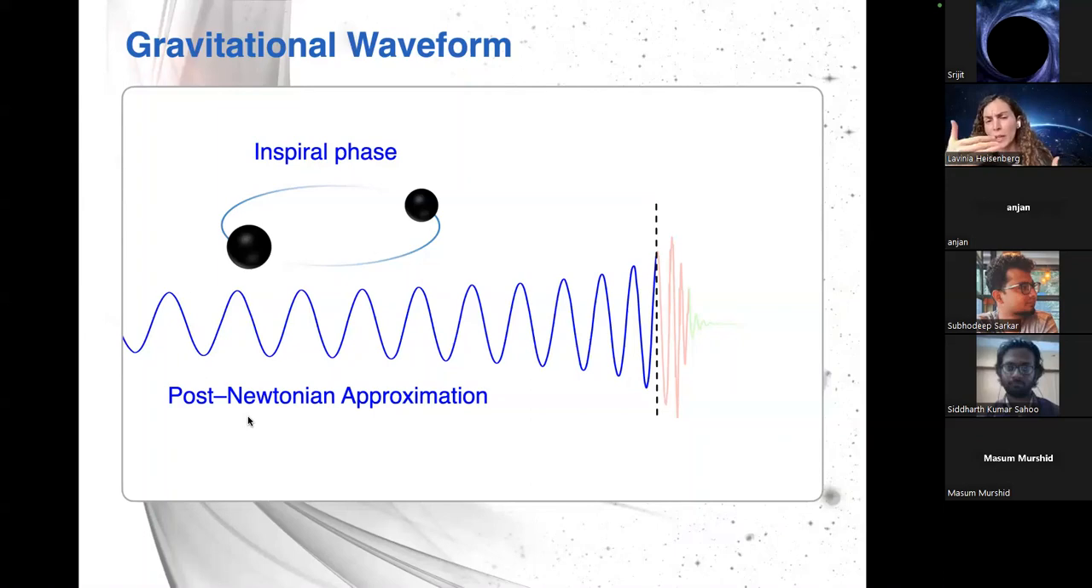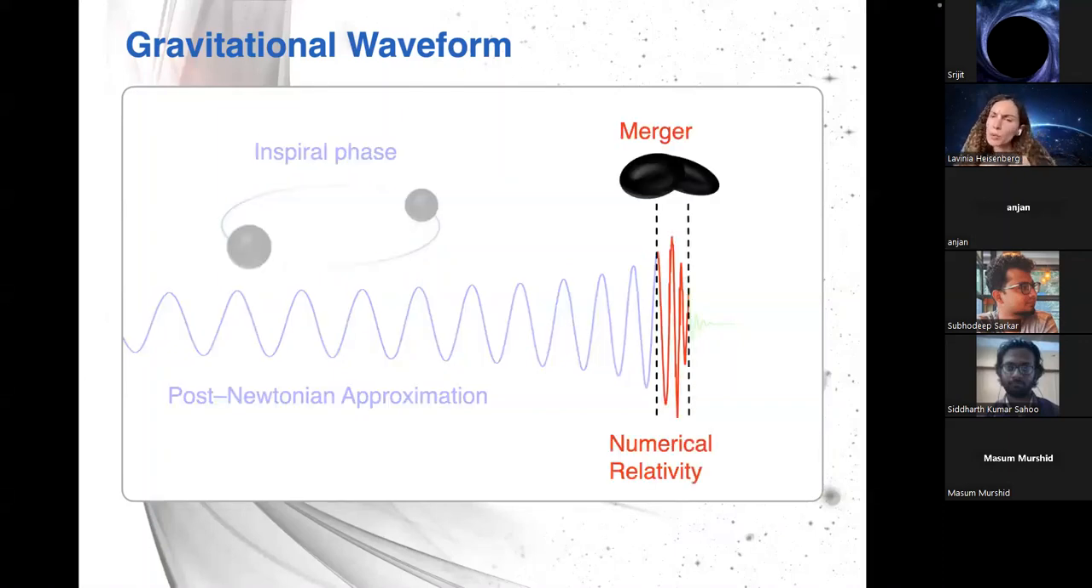It's basically perturbation theory in order to get your waveform. But at some point, these two objects come too close, which is basically the merger phase. And there you cannot use analytical methods anymore. You really need to do a pure numerical relativity approach in order to get these wiggles, this waveform.